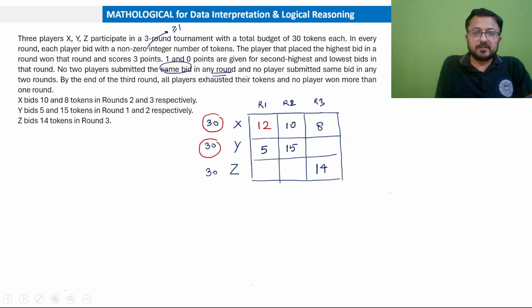Similarly for Y, 5 and 15, तो round 3 का value आ जाएगा 30 minus 20, which is equal to 10. So round 3 के लिए exact values हमें पता है, which is 8, 10 and 14 respectively. So highest bid is by Z. So Z must have won round 3.